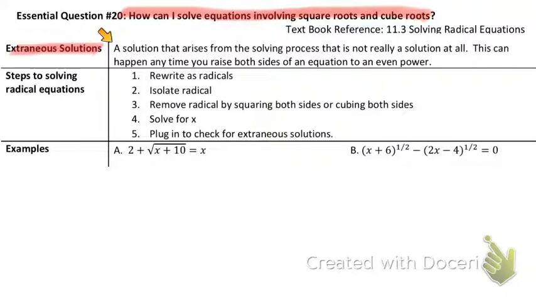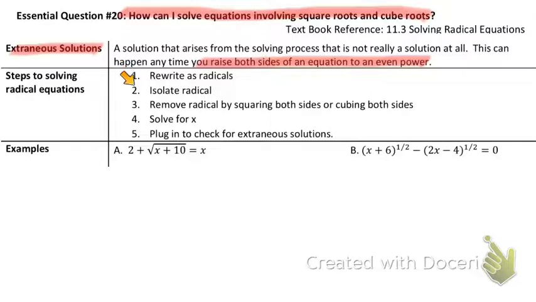It's an answer you get when you solve equations that might not really be an answer. It's like an extra answer that really doesn't work. This usually happens when, while you're solving, you raise both sides of the equation to an even power. And with the type of equations we're dealing with today, sometimes this raising of both sides of an equation to an even power will happen. So let's get into these examples.